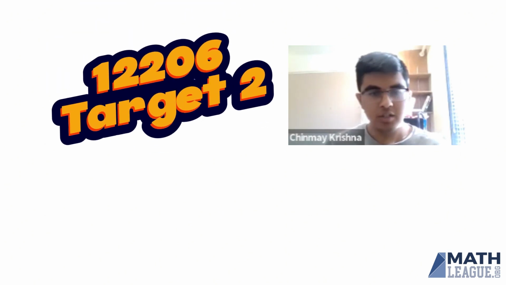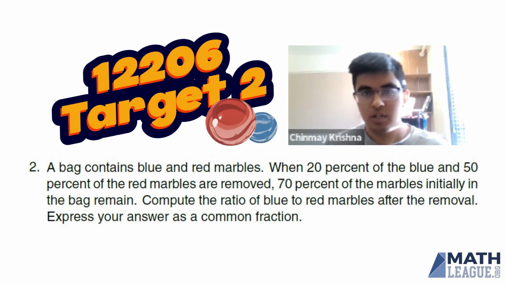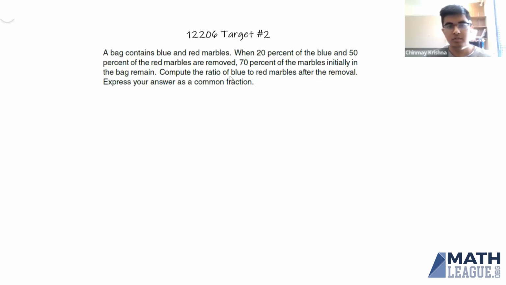All right, so I'm going over the second question on the target round. A bag contains blue and red marbles, and when 20% of the blue marbles and 50% of the red marbles are removed, 70% of the marbles initially in the bag remain. Compute the ratio of blue to red marbles after the removal.